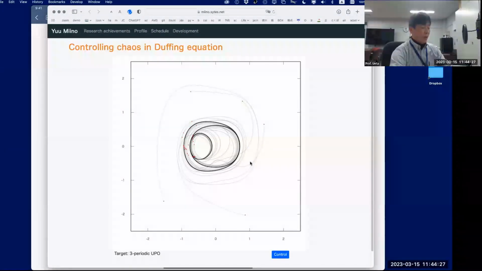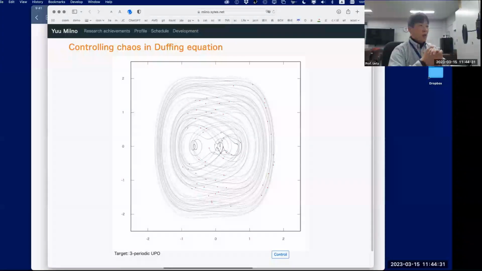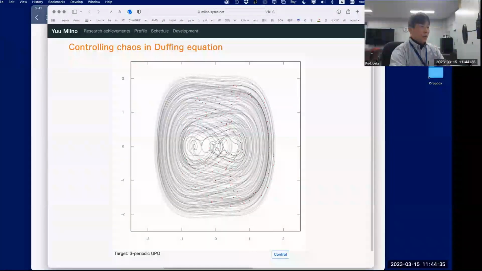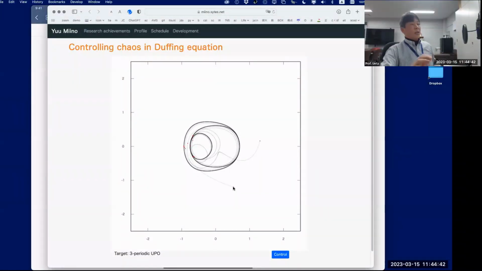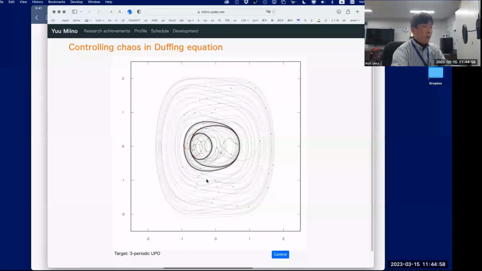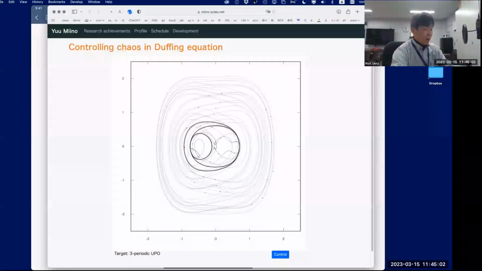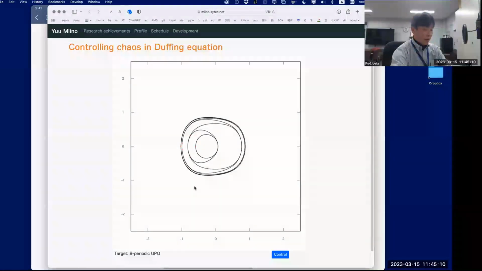And if you turn off the control, it's quickly absorbed by the chaotic attractor itself. Okay, turn on and quickly realize the period 3 motion. It is mathematically guaranteed that there is this period 3 motion inside of this chaotic motion. Unstable, but stabilizable. Okay. Or period 8. Let me check the period 8. A very, very, very unstable situation, but stabilized by the control. And also you can check the robustness of this feedback control.